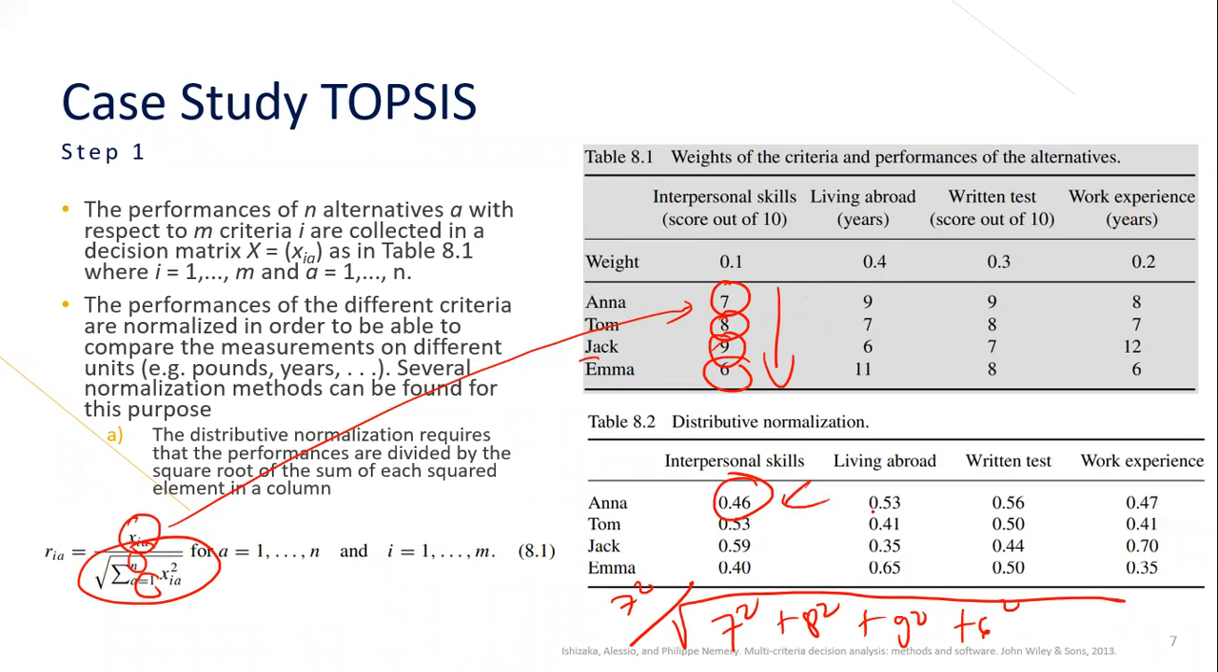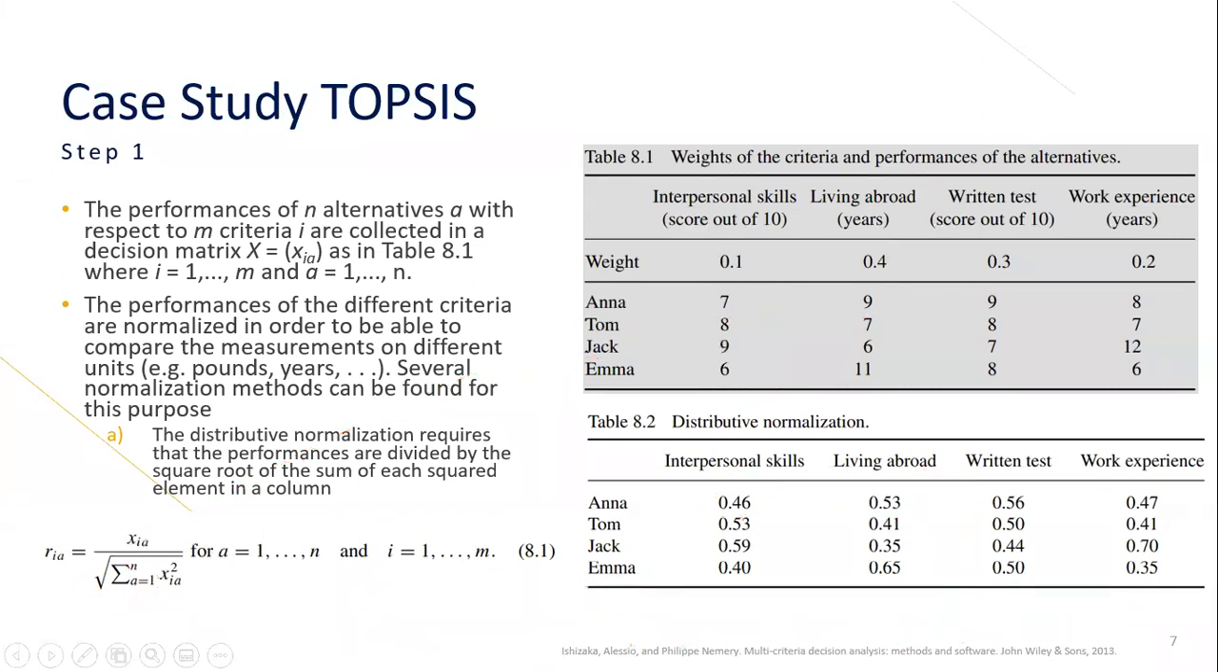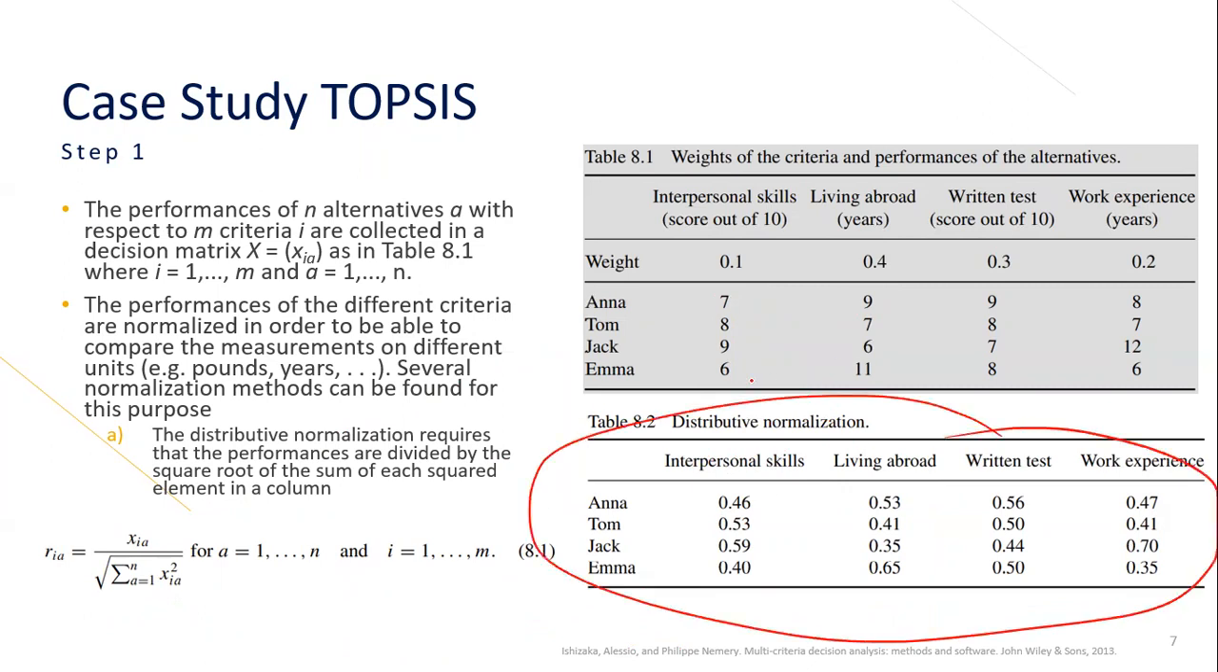And then for this part, the same: 9 square divided by the square root of 9 square plus 7 square plus 6 square plus 11. You get this part. Do all this calculation and then you will get the table in this part. We call this one a normalization table.